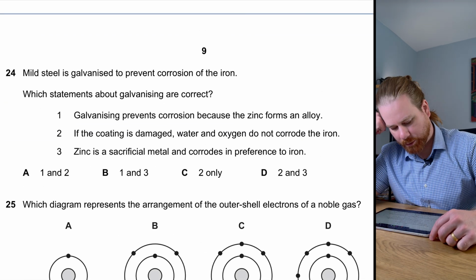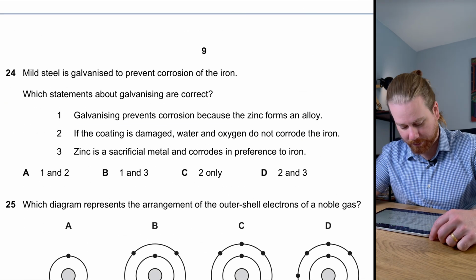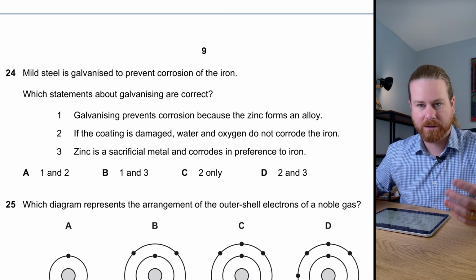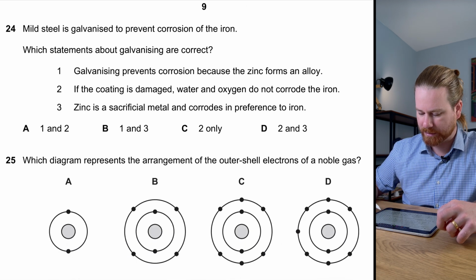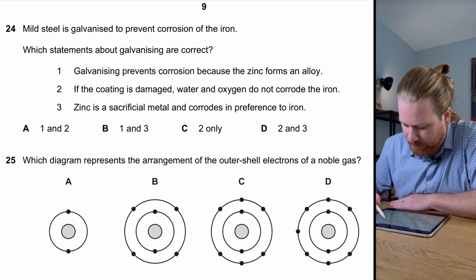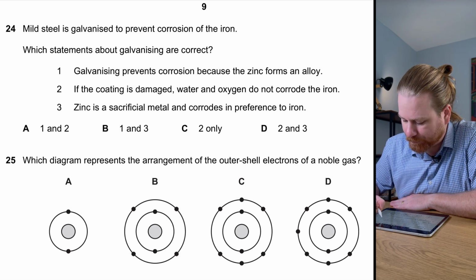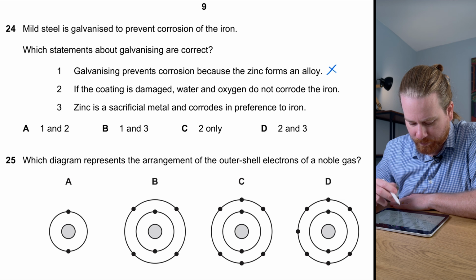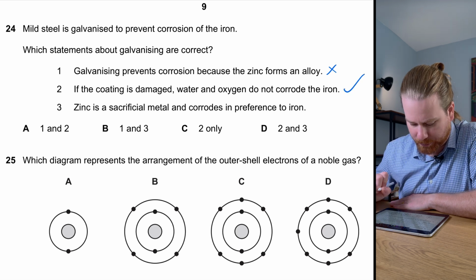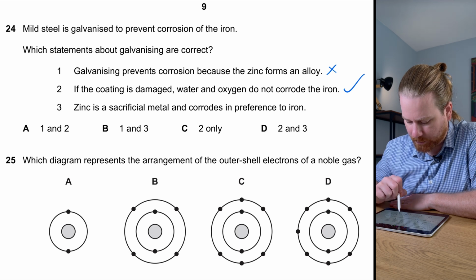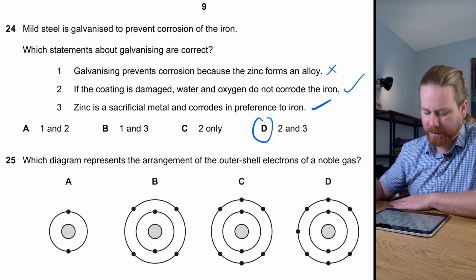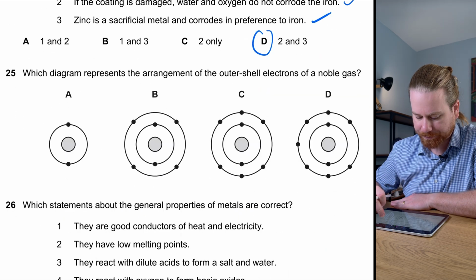Okay, mild steel is galvanized to prevent corrosion of the iron. Of course it is. Which statement about galvanizing is correct? Galvanizing means covering it in zinc. So if we can remember that, let's see what these statements are. Galvanizing prevents corrosion because the zinc forms an alloy. It's not an alloy, it's a protective layer. If the coating is damaged, water and oxygen do not corrode the iron. That is true. Zinc is a sacrificial metal. So there we go. It has to be this. So the zinc corrodes instead of the iron.